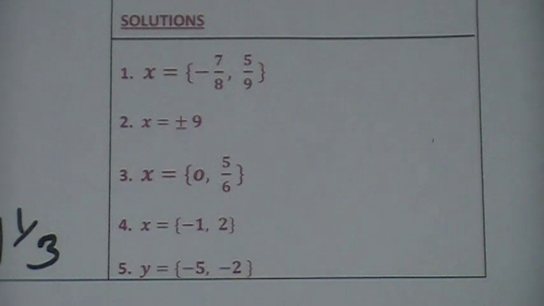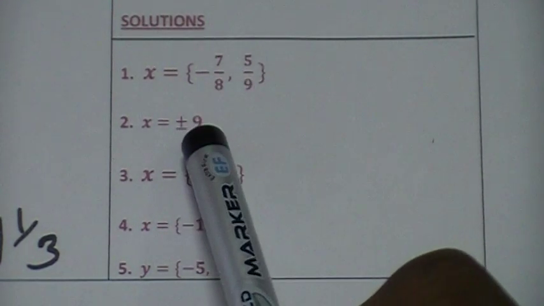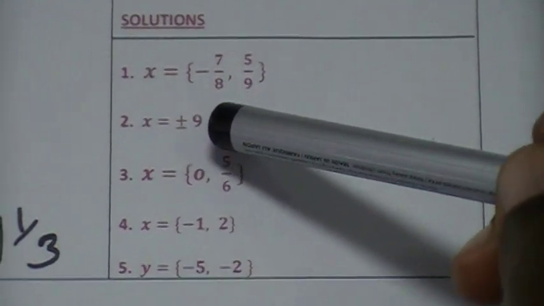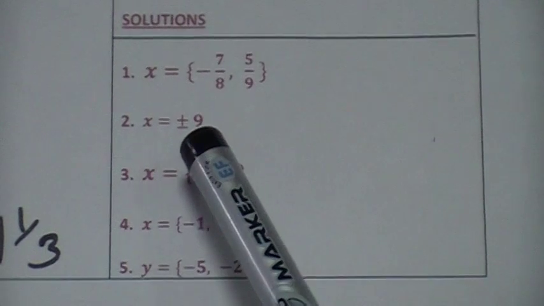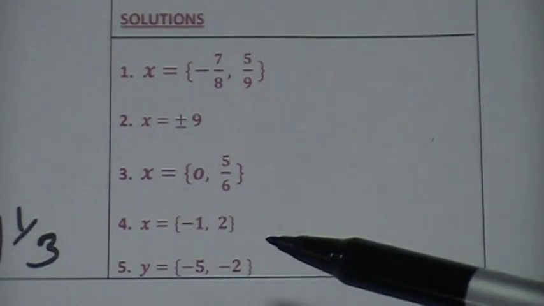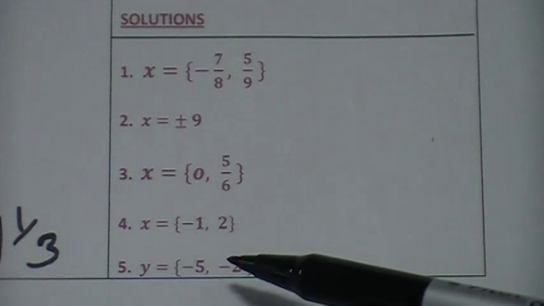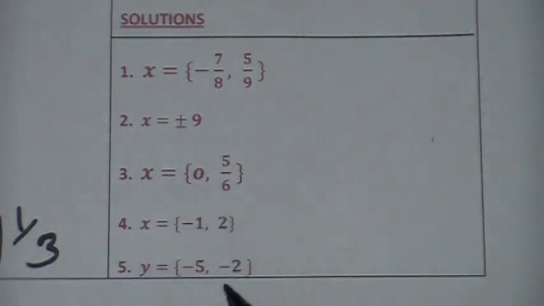Now, this one is x equal positive 9 or negative 9. The plus minus means and or. Alright, so x equal positive 9 or negative 9. Now, for this one, y is equal to negative 5 and negative 2. So notice it's not x value because the question was given, you have to find the values of y.